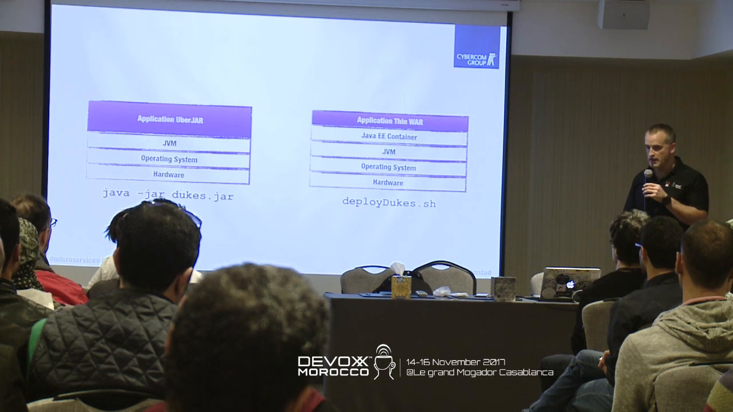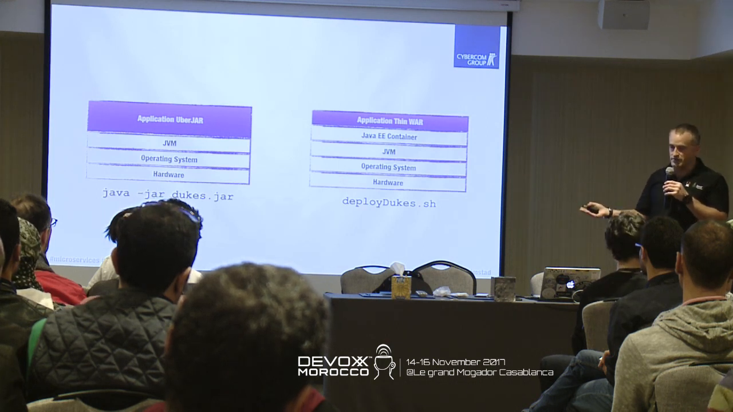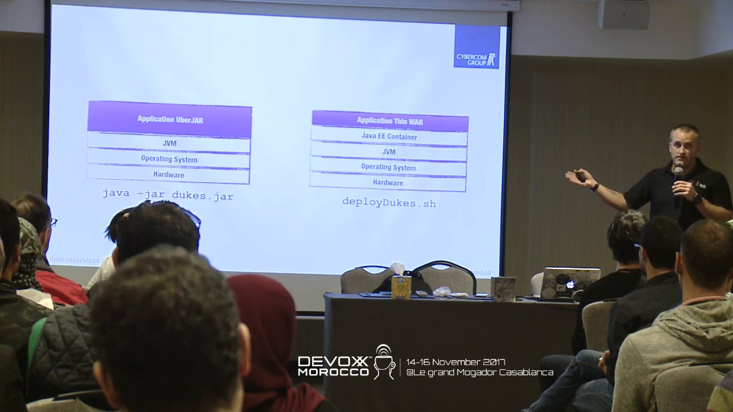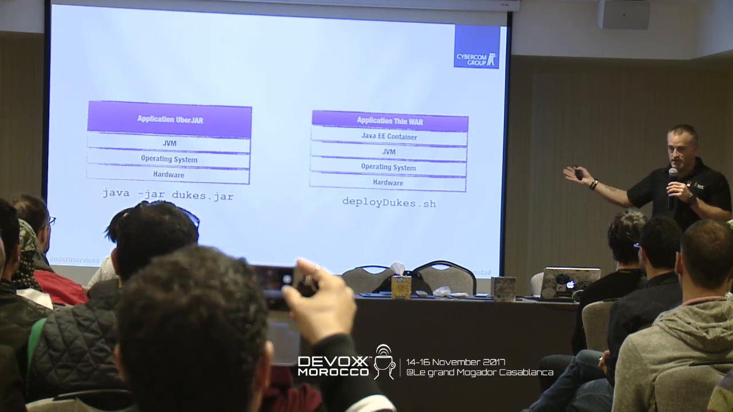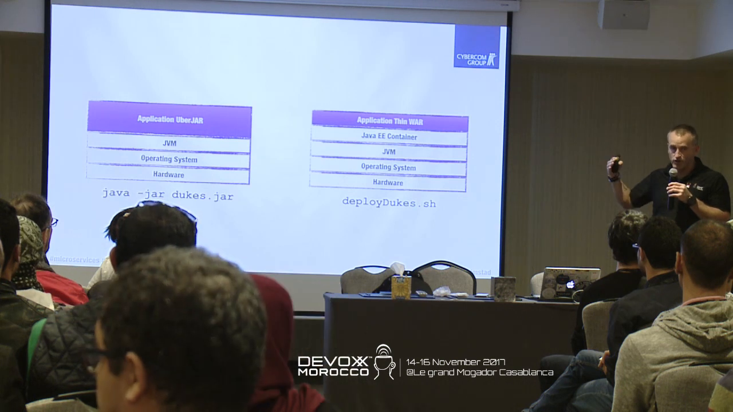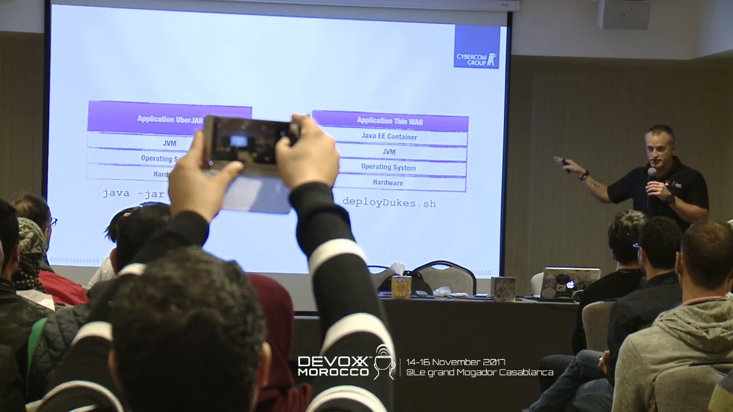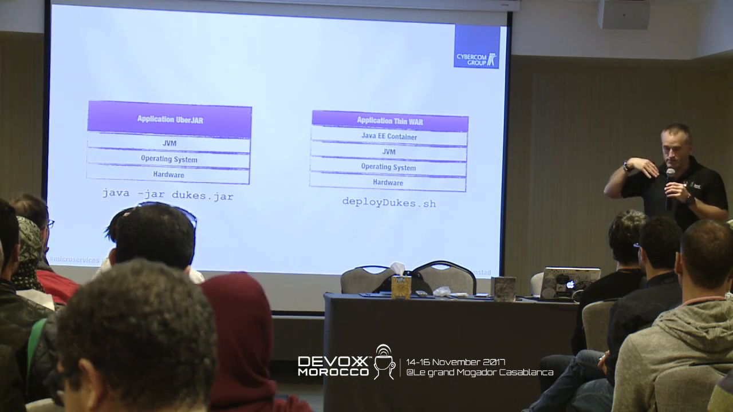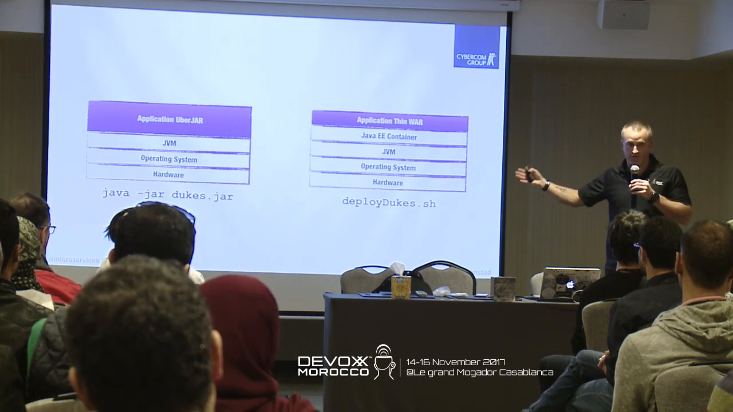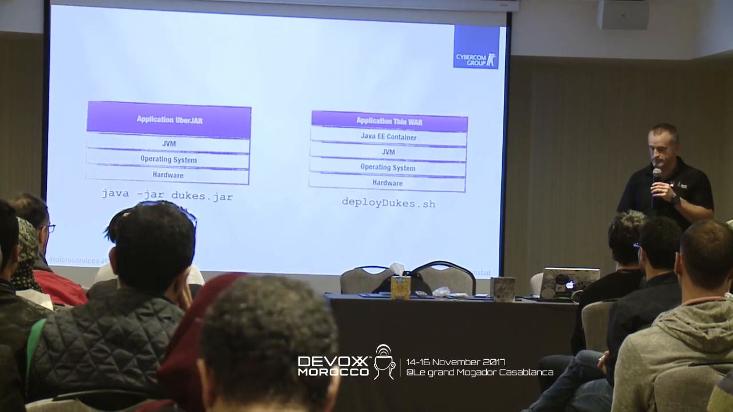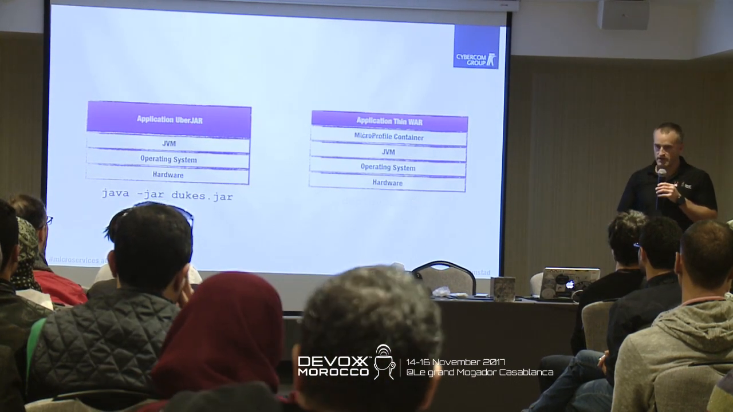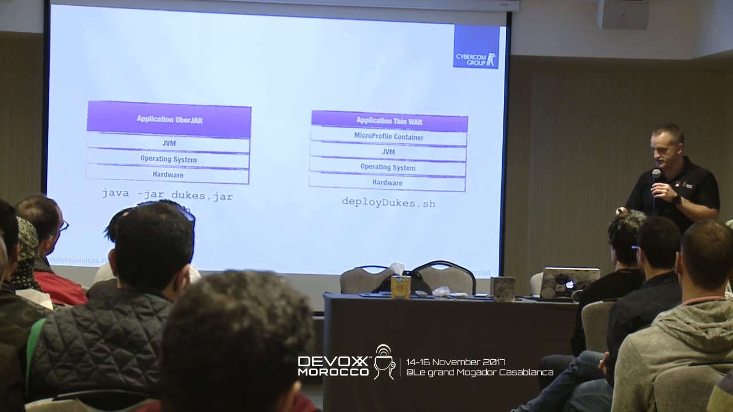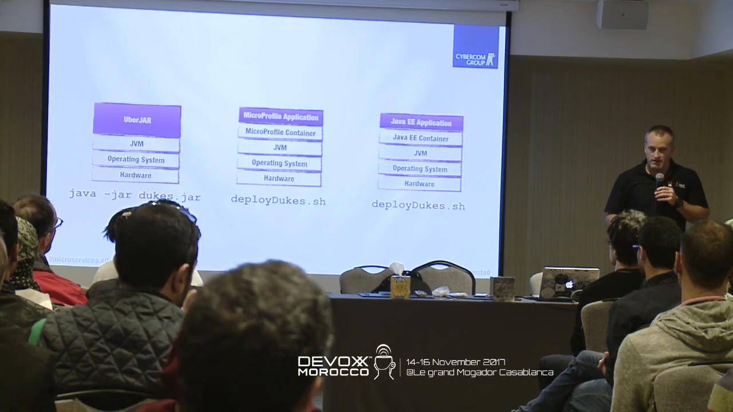And the way you would deploy this one is to have some kind of deployment script that is typically special for your particular choice of a container. So if you're running on WebSphere, for example, you have one deployment script, or if you're running on Wildfly, you have another deployment script. So the deploy script.